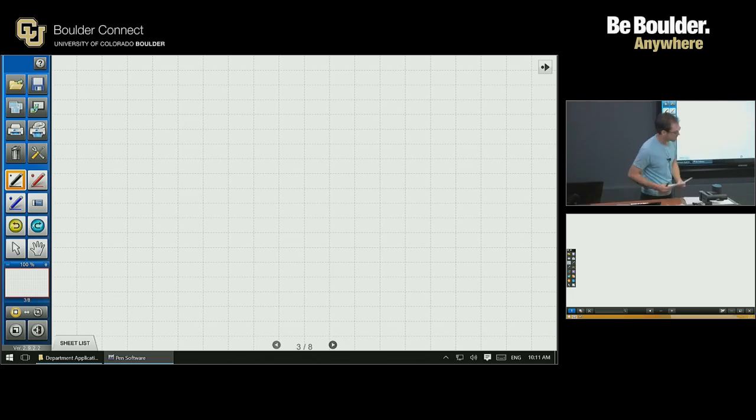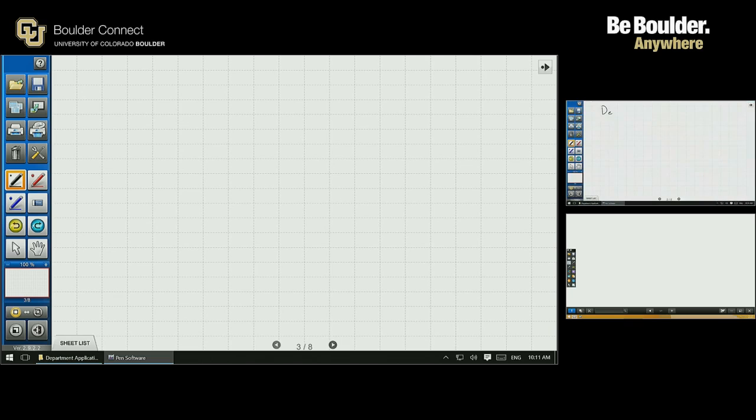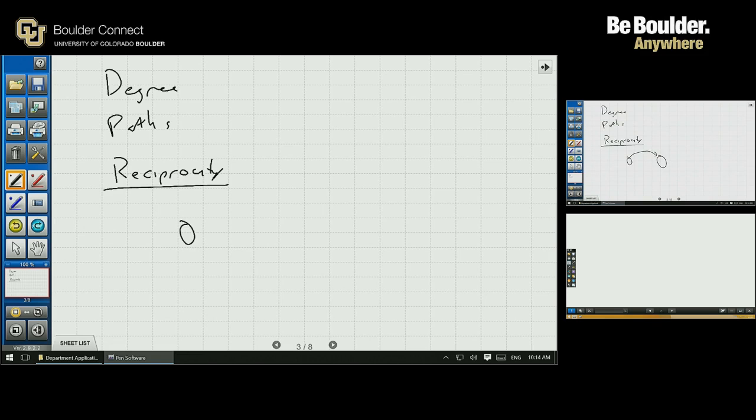Okay. So we've talked about degrees, talked about paths. Now we want to talk about something called reciprocity. In a directed network, I can have an edge that goes from i to j. And if I have an edge that points back from j to i, I say that this edge is reciprocated. If we pass out a survey in this room and I ask you to name your friends, if I name you, then you name me, right? So you reciprocate my notion of friendship.